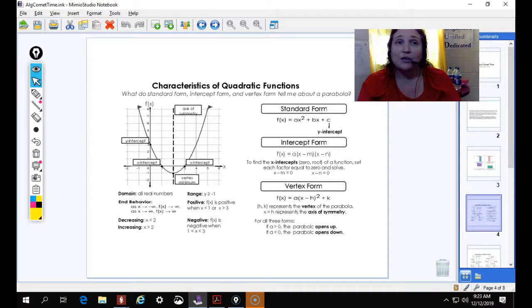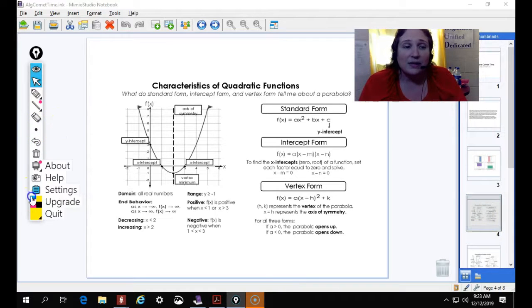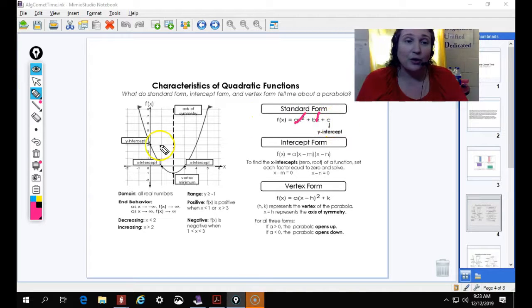When we do standard form, that is the easiest way to find the y-intercept. Basically, you have ax squared plus bx plus c, and whatever that c is, that's the y-intercept, because really all you're doing is plugging 0 in for x. When we plug 0 in for x, all we're left with is the c, and that tells us our y-intercept. So when we're graphing it, that's going to give us this point right here.